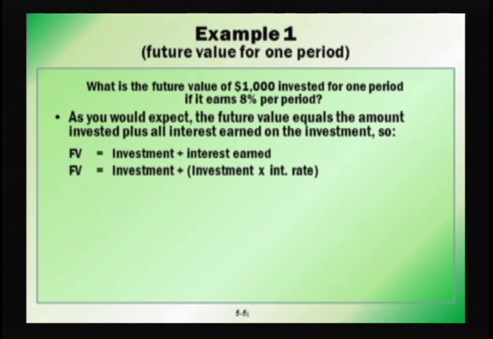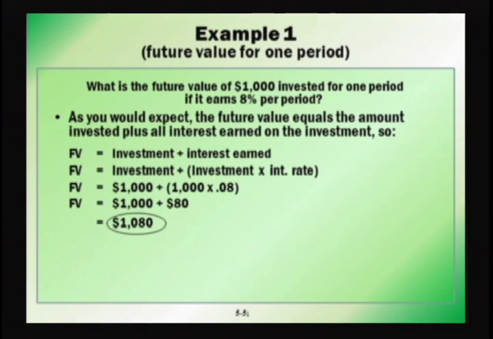So in this case, I have $1,000. My interest rate is 8%. We'll make that into a decimal. Take 1,000 plus 1,000 times 0.08. The interest earned is $80. My future value is $1,080.